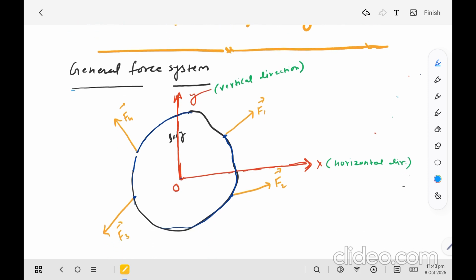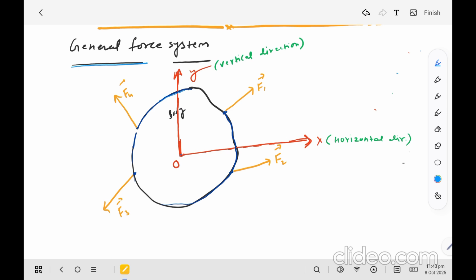Okay, so let's first understand what is general force system. If I consider a body or an object, and four forces are acting on this body: F1, F2, F3 and F4 as per this diagram, and all these forces are lying in a given plane. So the nature of the forces is coplanar.